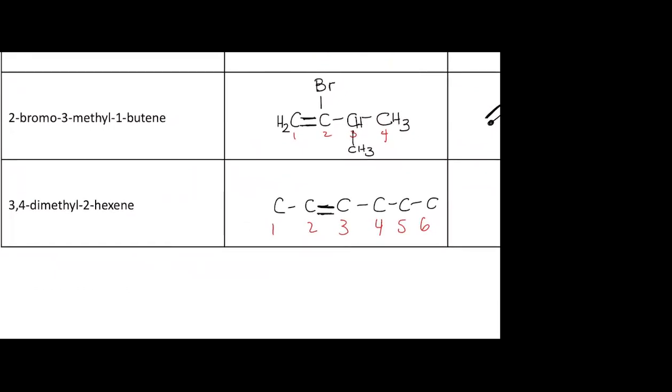The name that was given to us is 3,4-dimethyl 2-hexene. Because the last word is hexene, I know I have 6 carbons in my alkene. The position, the number 2, gives me the position of my carbon-carbon double bond. Based on the name, I have 2 substituents, 1 on 3 and 1 on 4, which are CH3 groups because they are called methyls.